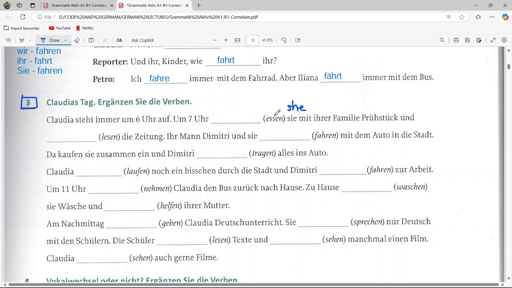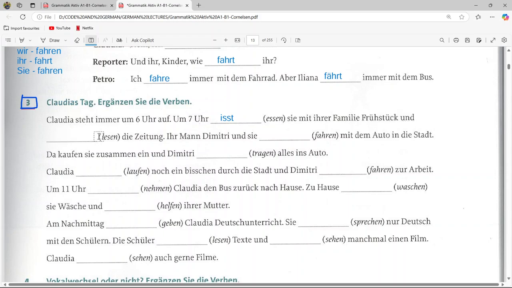So for sie and for the verb sein, what will be here? For the sie case and for sein it will be ist. If you have any problem, open the verb conjugator, and then try to check for female she, the verb conjugation of sein. Okay, so um 7 Uhr ist sie mit ihrer Familie Frühstück. So at 7 she has the breakfast with her family.